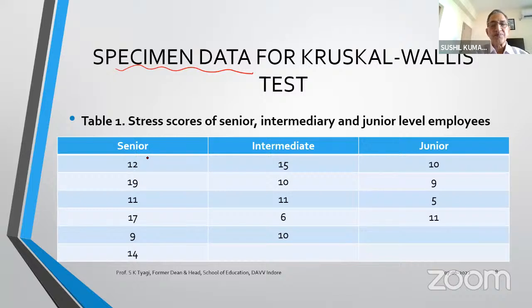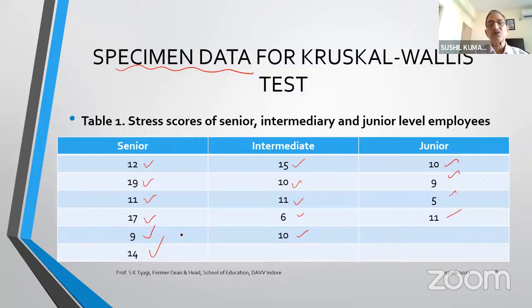So we have 3 groups. In the first group of senior employees, we have 1, 2, 3, 4, 5, 6 employees. Then 1, 2, 3, 4, 5, and 1, 2, 3, 4. The groups may not have equal sample size. It may differ. So this is an example of Kruskal-Wallis test because the samples are small.